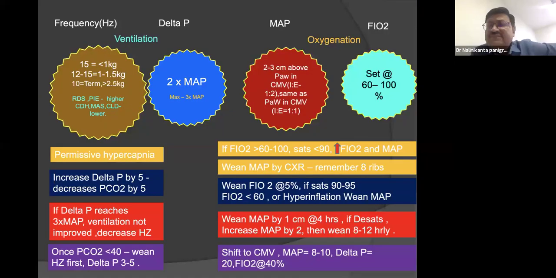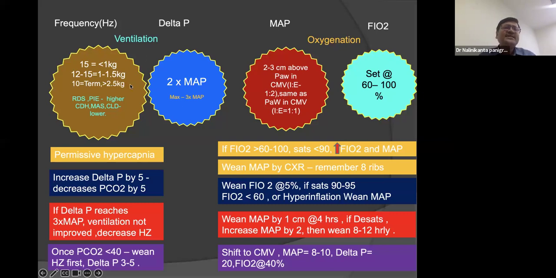This is the final slide, the summary slide. You can take a snap and use it later also. Our purpose of ventilation by HFO is oxygenation and ventilation. When we are talking about oxygenation, we set our FiO2 to 60 to 100% to achieve oxygenation as per the need, and the mean airway pressure 2 cm above the conventional ventilation. And once stabilized, we try to decrease the FiO2 first, then the MAP later.